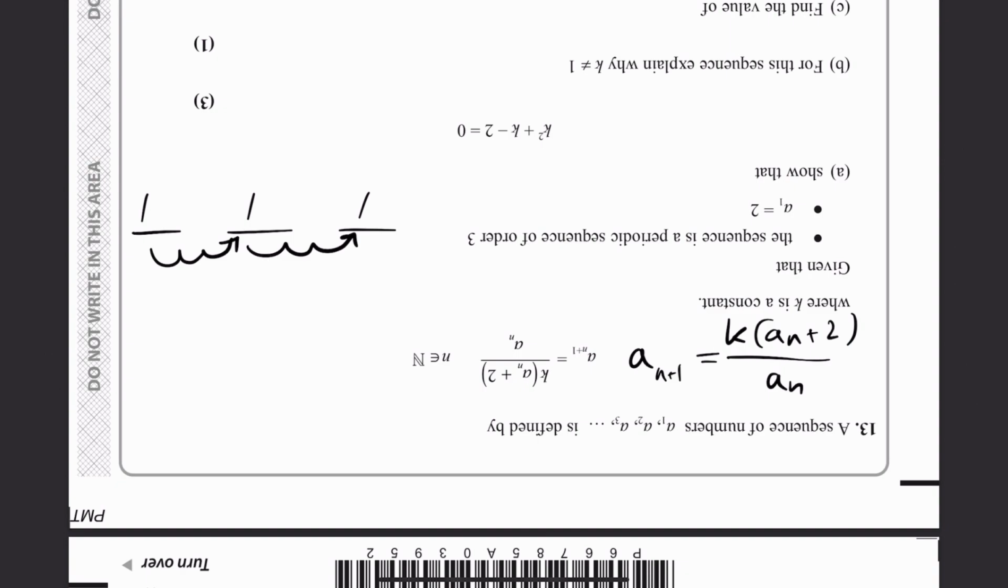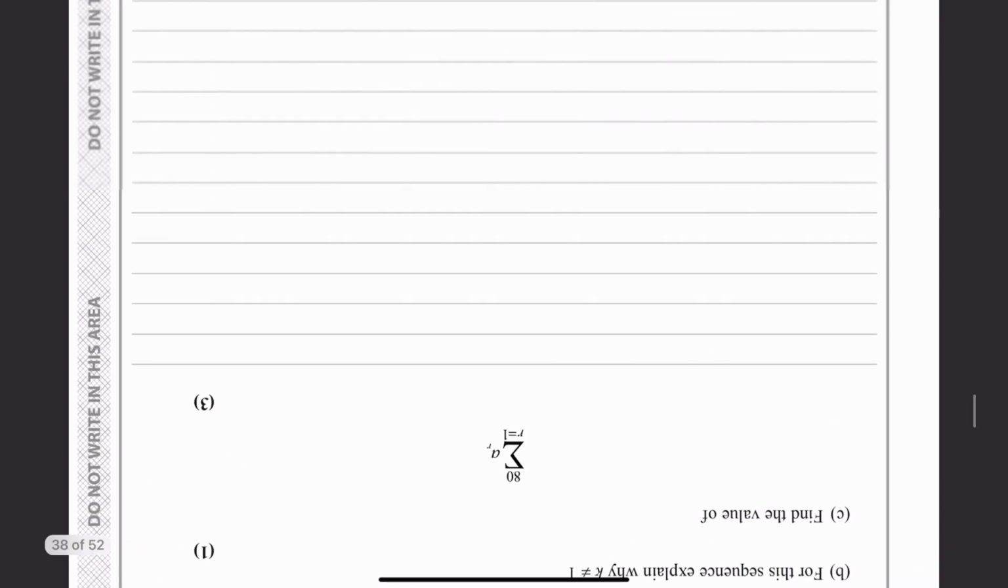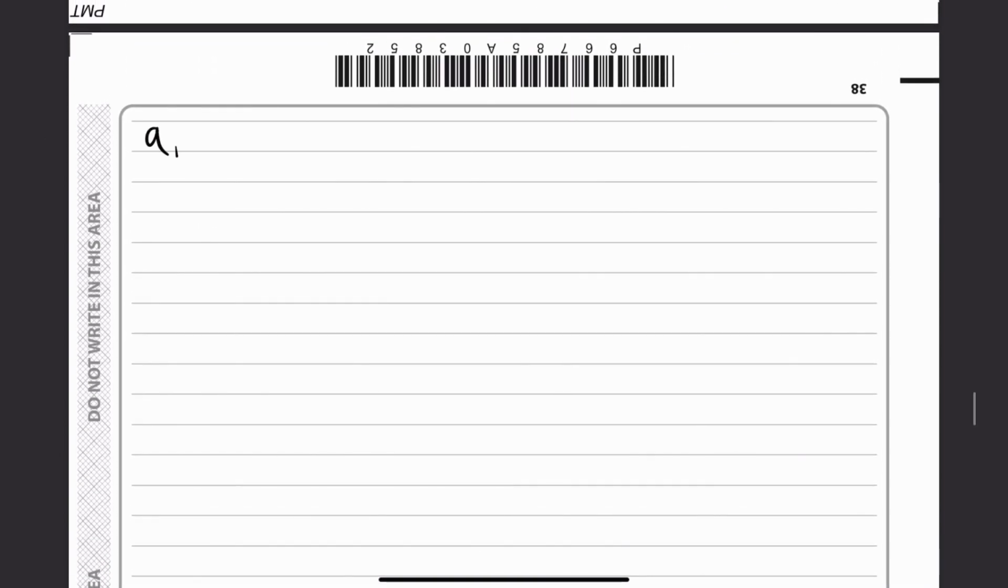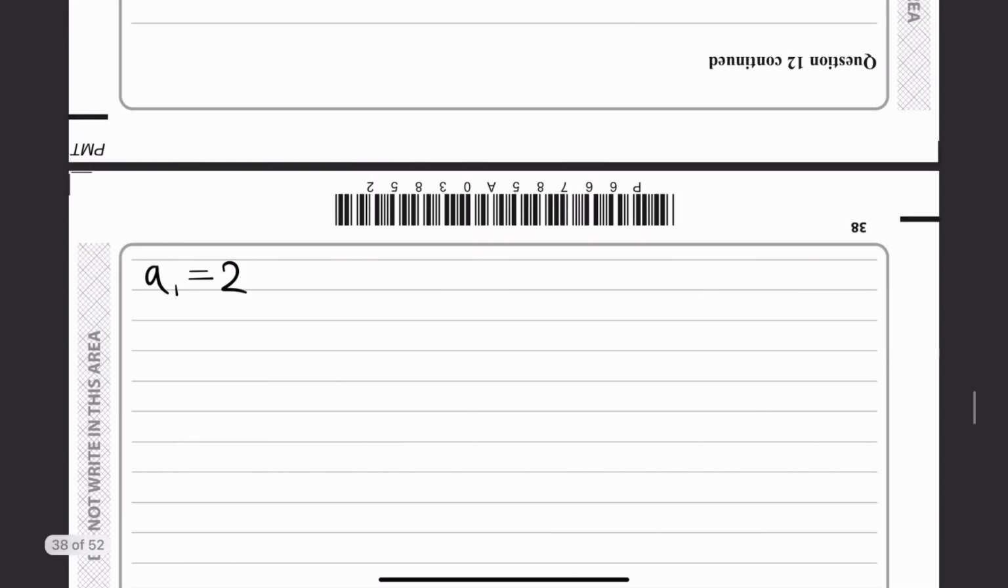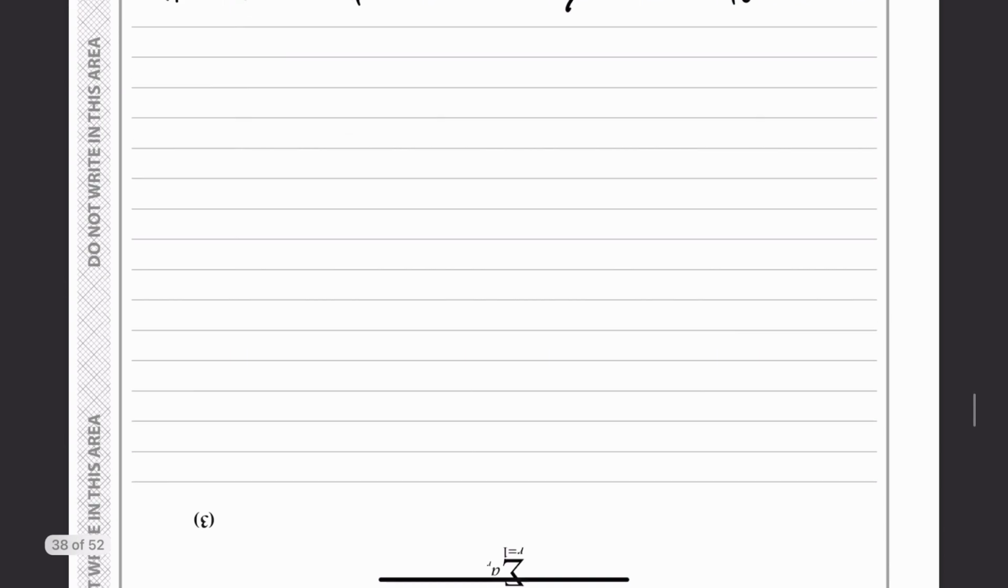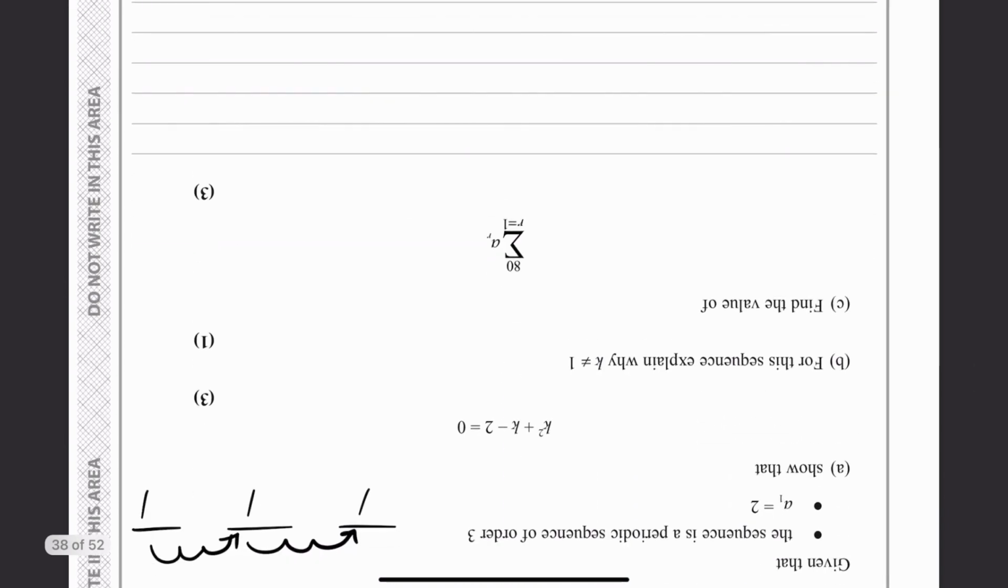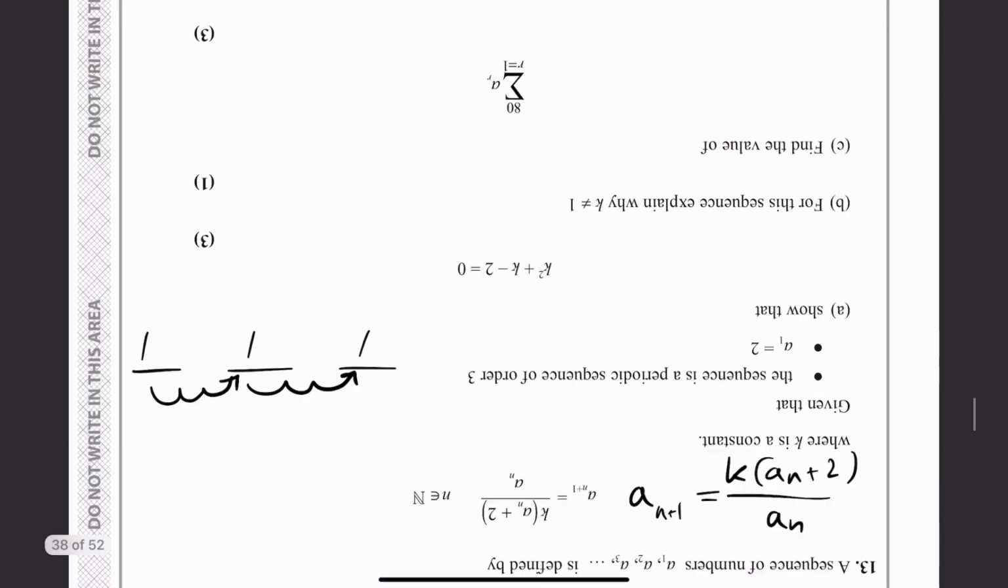Yeah, so given that it's a periodic sequence, you're given A1 is equal to 2. Since it's a periodic sequence of order 3, you now know A4 is equal to 2, A7 is equal to 2, and A10 is equal to 2. That's what that's saying. So we've got some terms, and we want to basically find k.